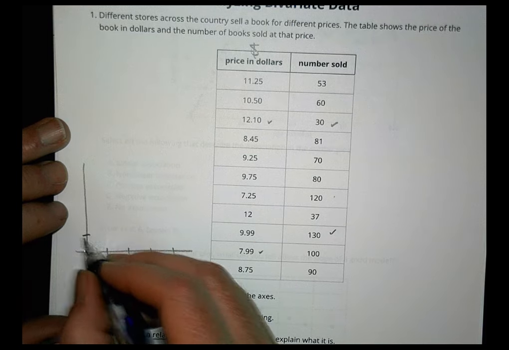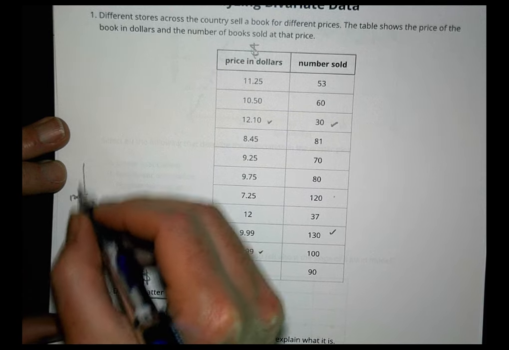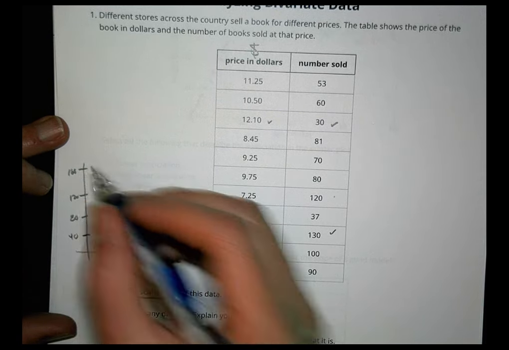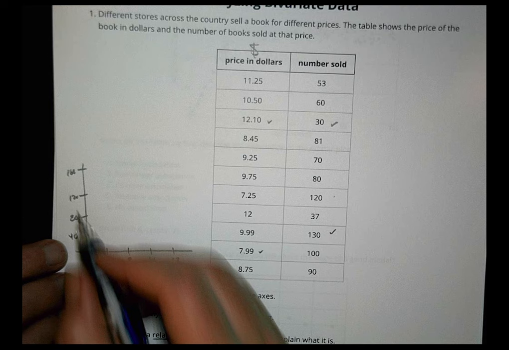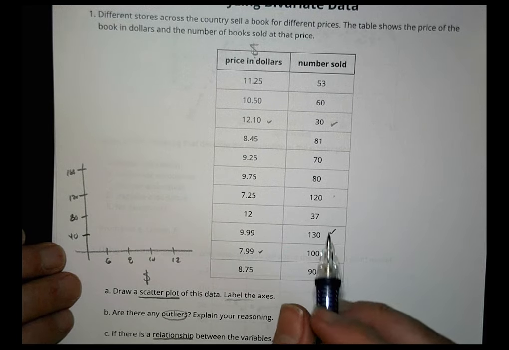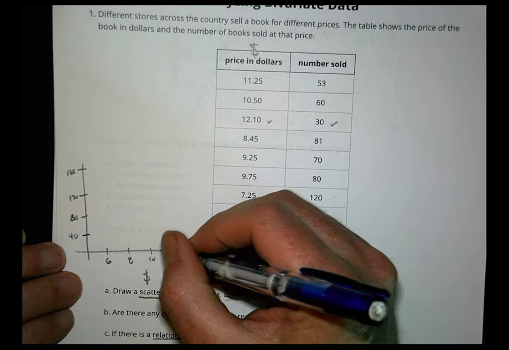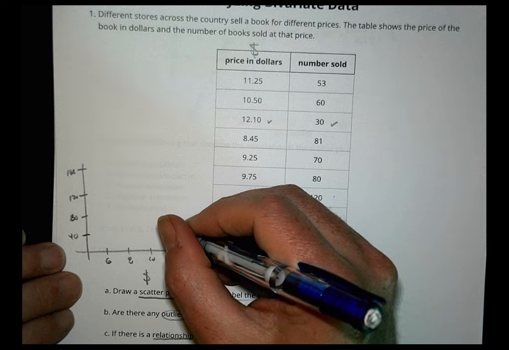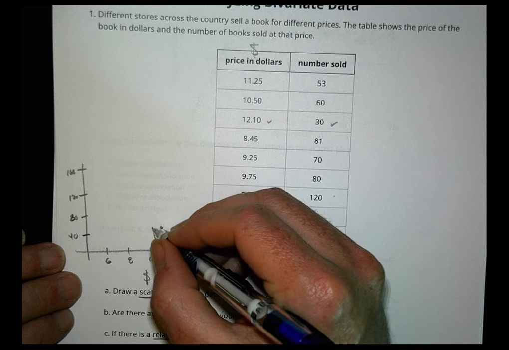We can count by 40, 80, 120, 160. Okay, and that's a pretty big gap there. You could choose something different. You could choose counting by 20s, counting by 30s, counting by 10s even. Not a big deal. So let's plot these points here. What do we have? We have $11 and then 53. So 11's about here and 53 is about here. We have 10, 50, and 60. So 10, 50, and 60. Somewhere about here.